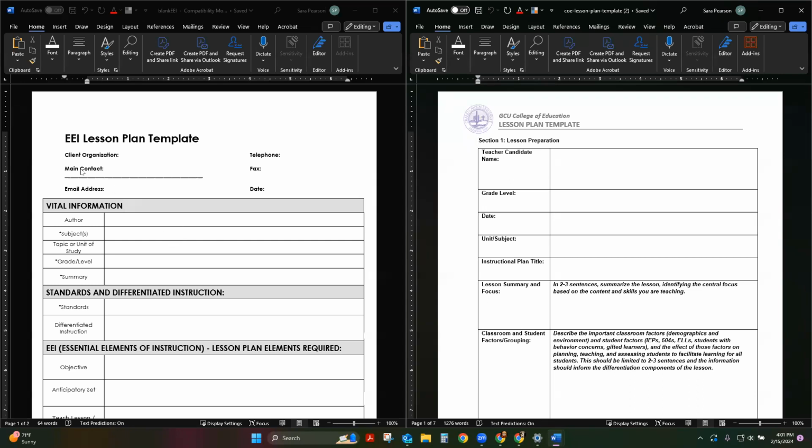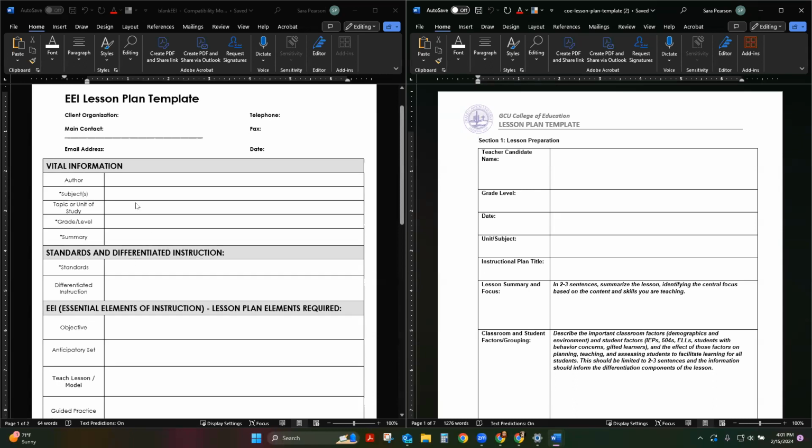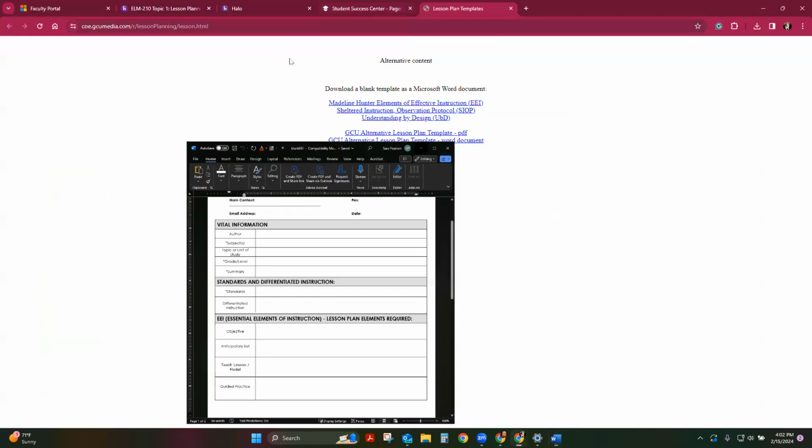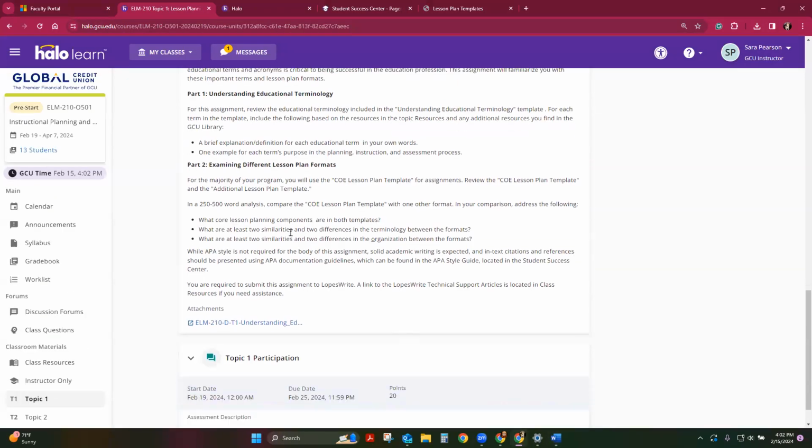And then be very specific by saying, in the EEI template, I notice it starts with the subject, topic of summary, topic of study, grade level summary, as well as we can see that we see this in the GCU lesson plan template as well. Let's go ahead and go back to the assignment instructions so we can look at what we need to analyze on both of these.